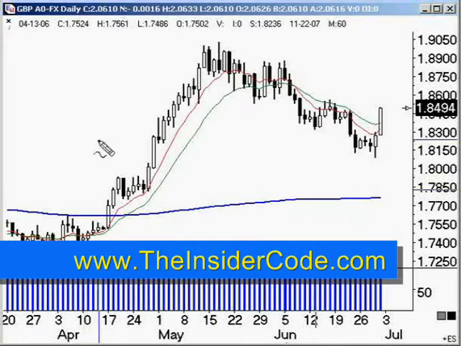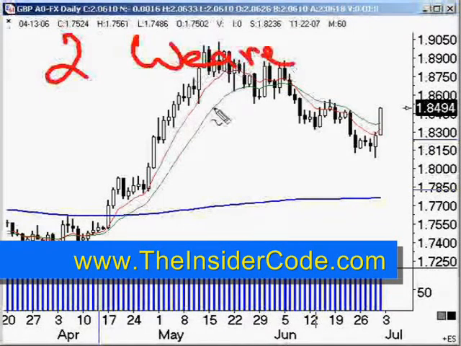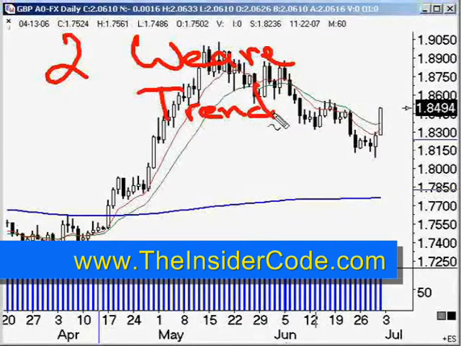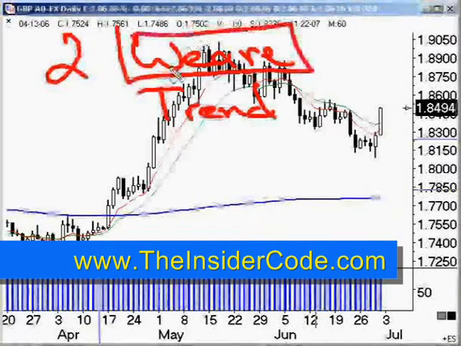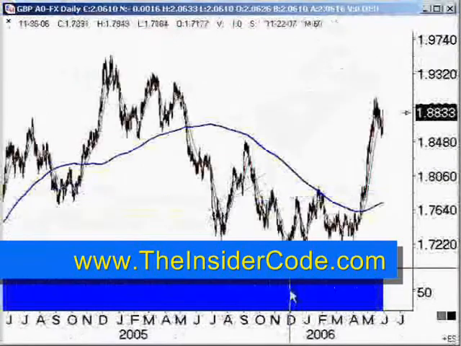So first of all, you have to remember that there are two main parts of the trading system. There's the weave, and then there's the trend. The reason why we look for the weave has to do with the way markets like to trade. Let me just zoom out here.